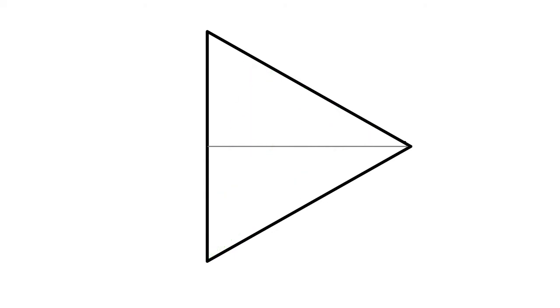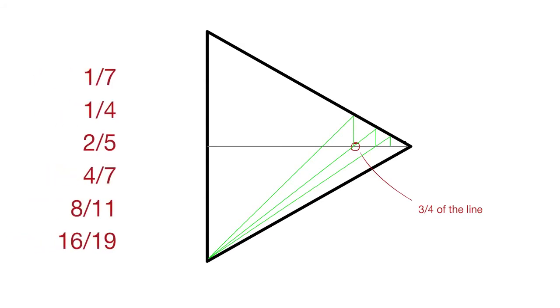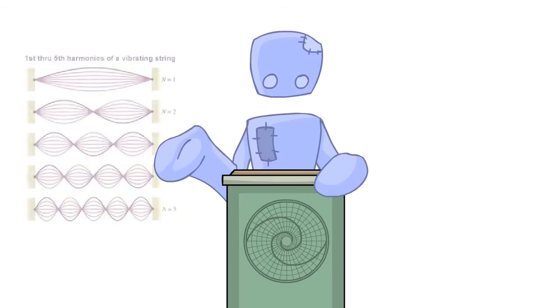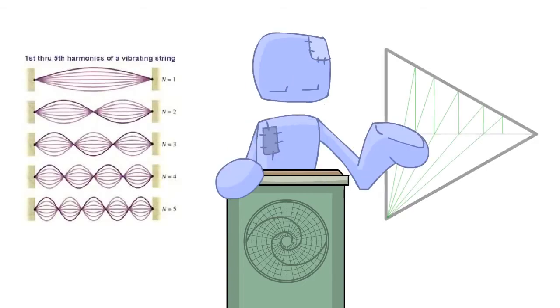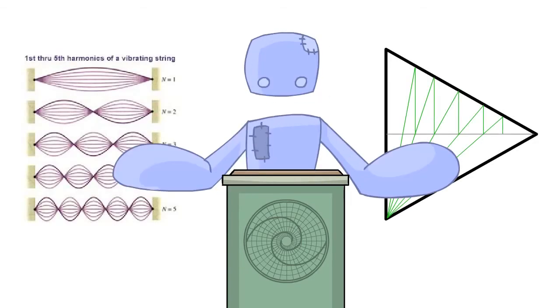Then he tried measuring it in a different way, starting at a different point of the center line. At 3/4, he found the measurements were 1/7, 1/4, 2/5, 4/7, 8/11, and 16/19. All of these numbers are musically significant. This is very interesting. It means that the harmonics of music are somehow related to the proportions of the central line moving through a tetrahedron.